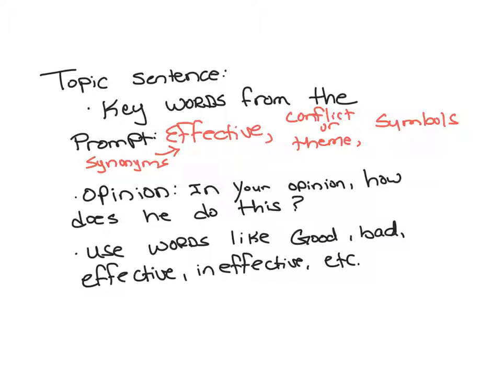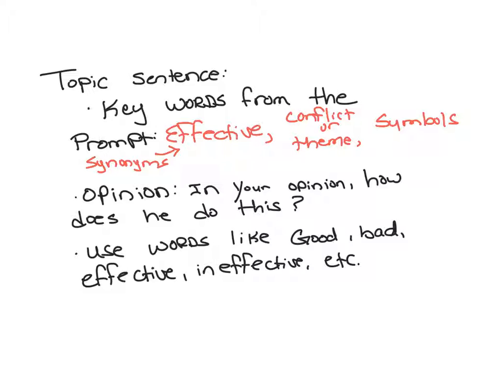Your topic sentence is an opinion. In your mind, did he do a good job in using symbols to show us the conflict? In your mind, did he do a good job showing us the theme using symbols? If you're like, no, he did a good job with the theme, but it was a good job with satire, then your paragraph is going to be about no. He didn't do a good job using symbols to show us this. It's your opinion. There's no wrong answer. You just have to prove it.